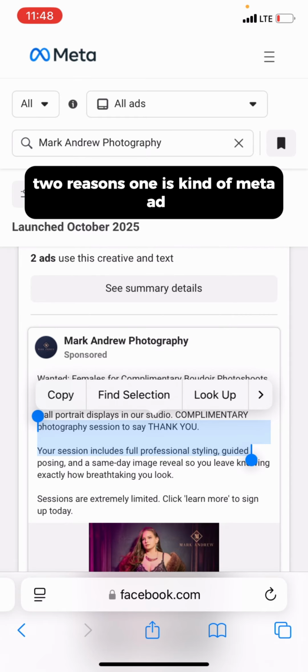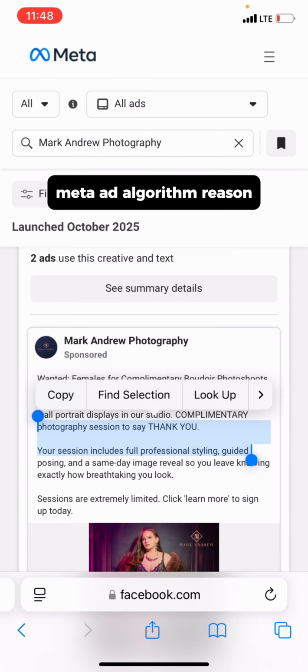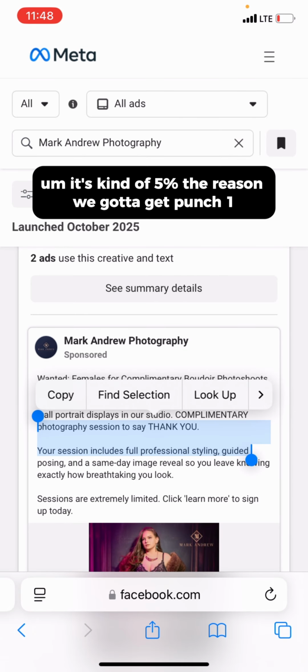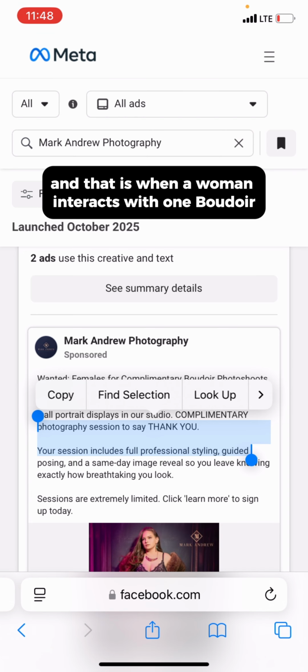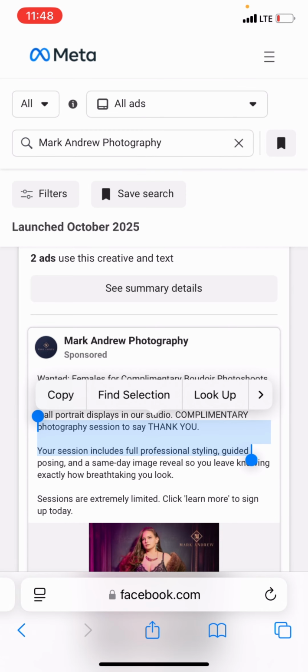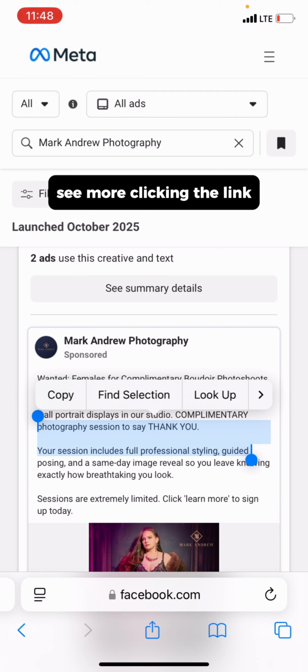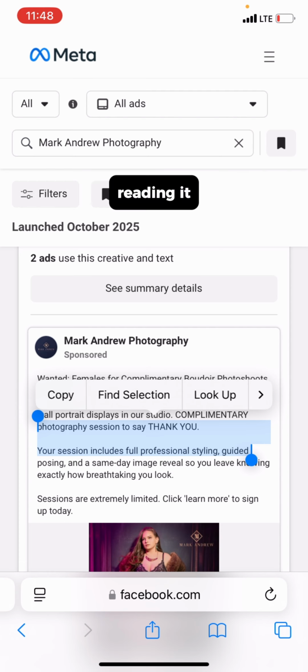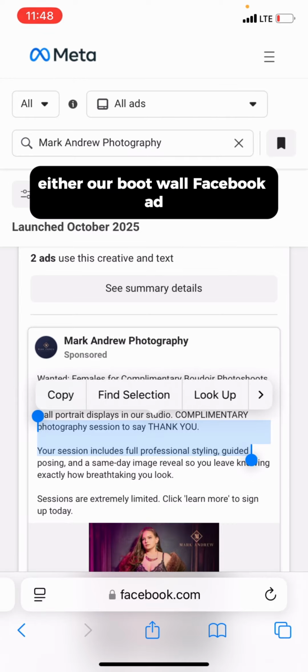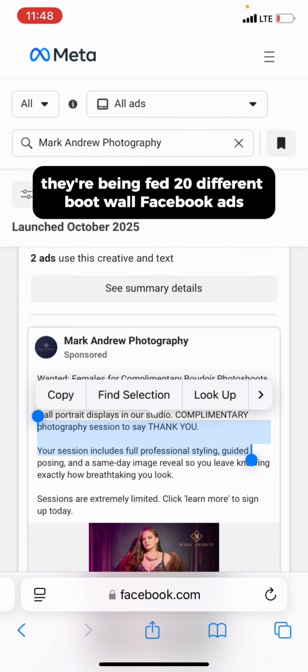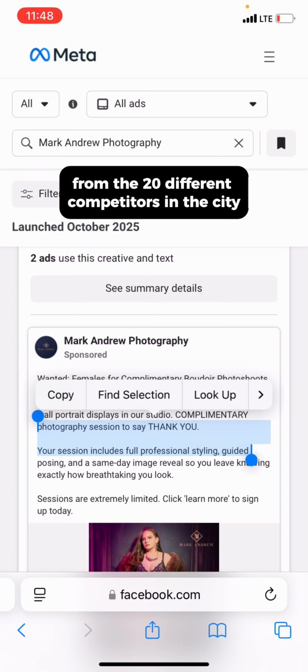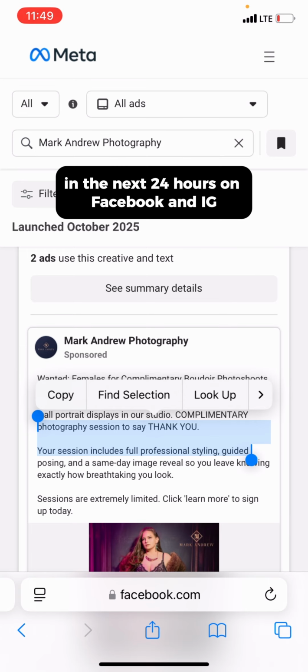And once we get these, we need to get this 1-2 punch correct. Two reasons. One is kind of a Meta ad algorithm reason. It's kind of 5% of the reason we got to get punch 1, punch 2 correct. And that is when a woman interacts with one boudoir Facebook ad, literally just clicking See More, clicking the link, reading it, either our boudoir Facebook ad or any of our competitors in our city, literally for the next 24 hours, they're being fed 20 different boudoir Facebook ads from the 20 different competitors in the city on Facebook and IG.